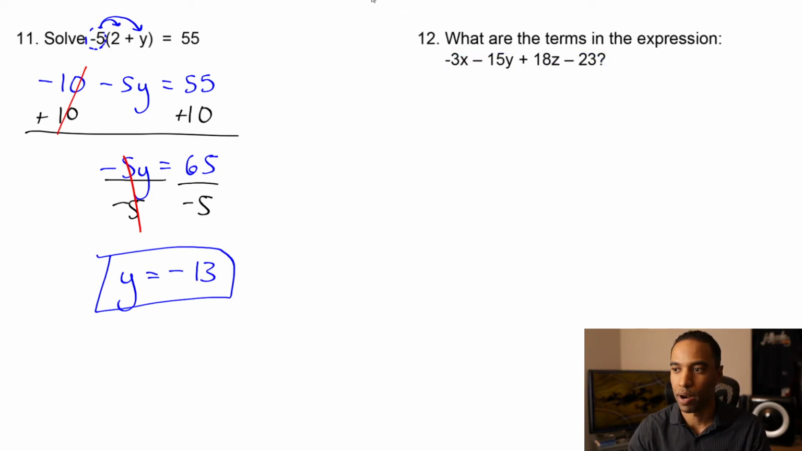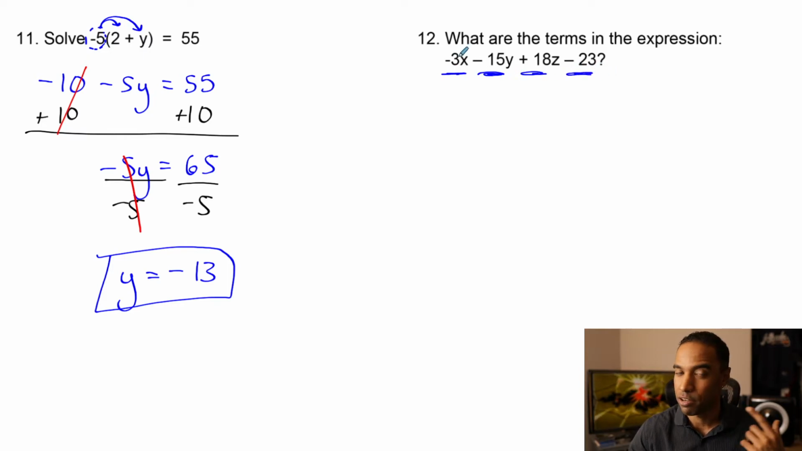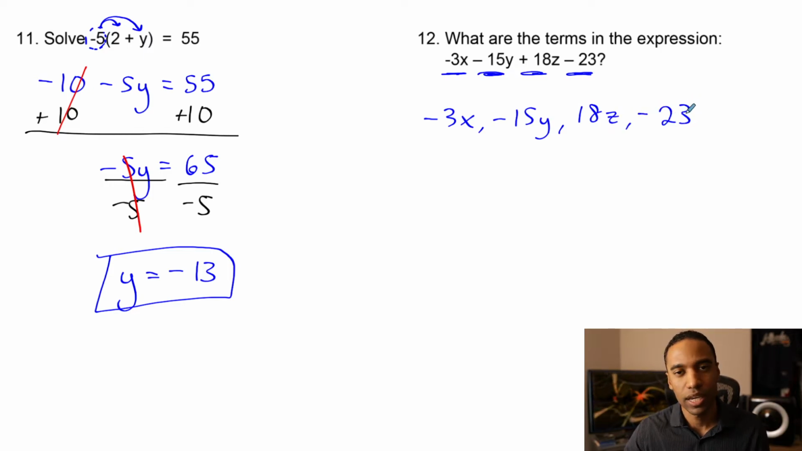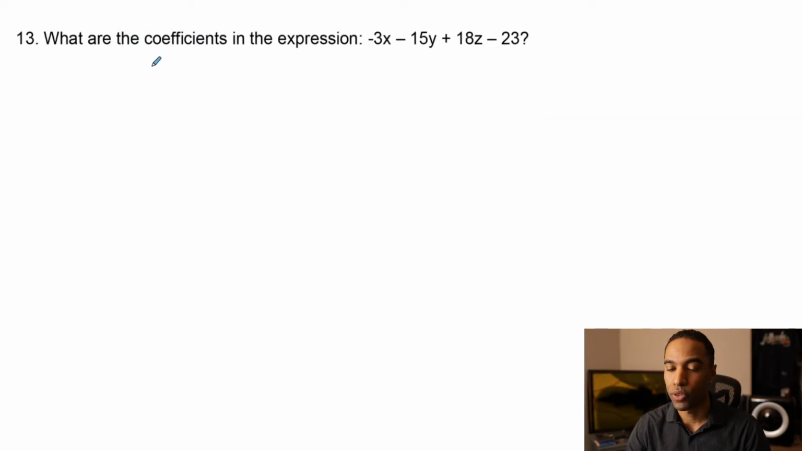So there are 4 terms in this expression: negative 3x, negative 15y, 18z, and negative 23. The sign in front of it matters. So your 4 terms are negative 3x, negative 15y, positive 18z, and negative 23. There they are. Not much I can say about that, guys. Just those are your 4 terms. Let's move on. Number 13.